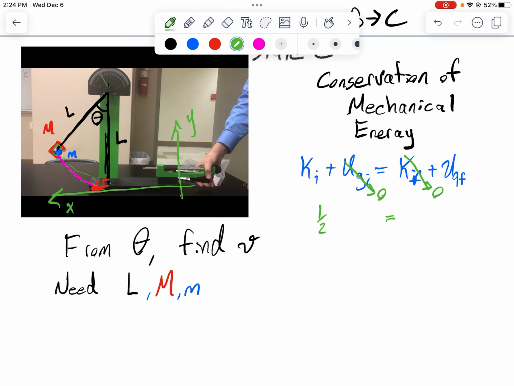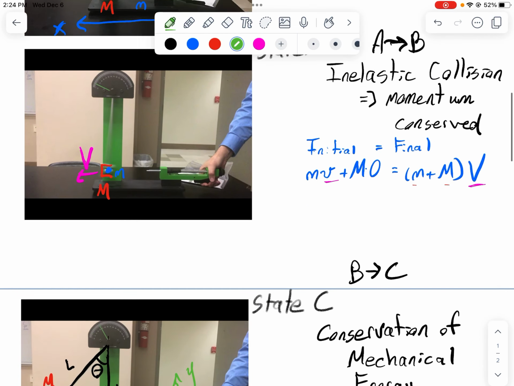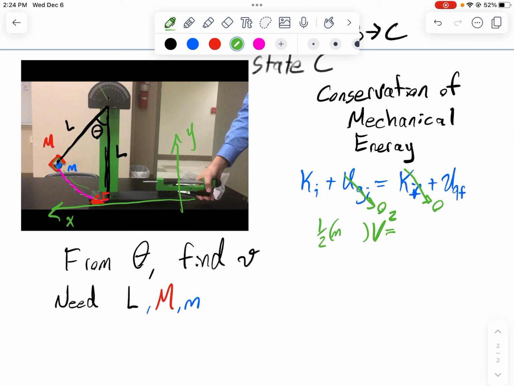So we have 1/2 mass times v squared. The velocity of the combined object we called capital V, and the mass of the combined object is little m plus big M. The gravitational potential is usually mgh. The mass of the combined object is that. And then we have our gh, and you see that the masses cancel out of this section.